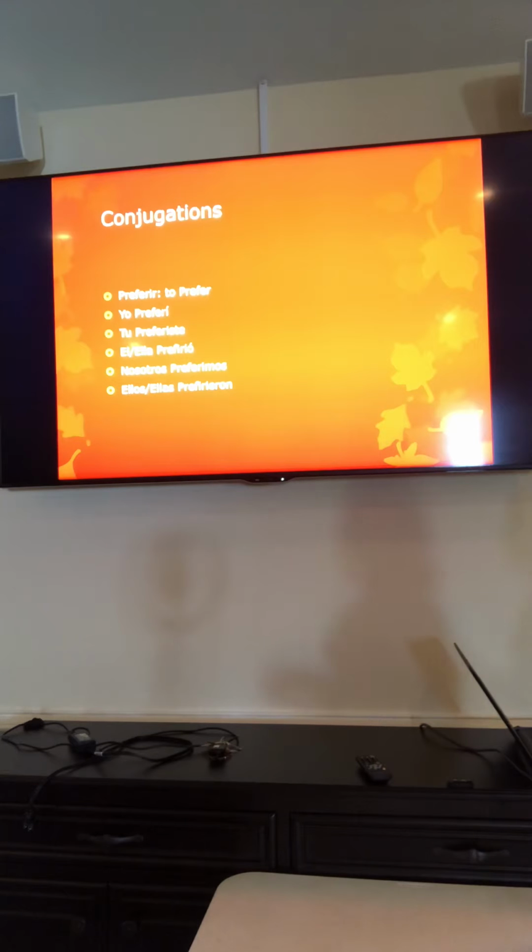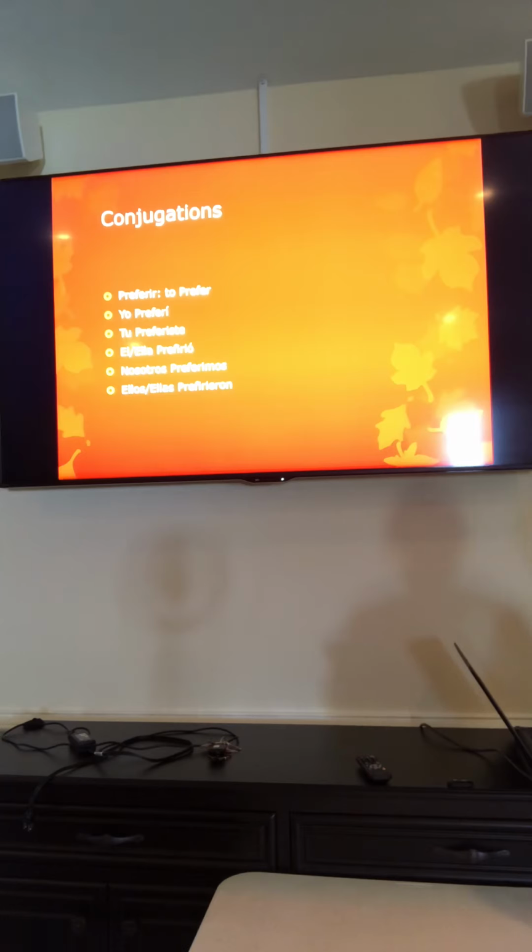The first one is preferir. Preferir means to prefer. Make sure you remember where your accents are going. They're going on the yo form and the él, usted form. So we have yo preferí, tú preferiste, everything is normal, everything has stayed the same so far, but here comes our first stem change because we're in the él, usted form, and that is the first part of the bottom of our conjugation chart. Él is going to be prefirió. You can see that E has become an I in él, prefirió. Nosotros preferimos, and ellos prefirieron. There's our second stem change, prefirieron, in the ellos form.